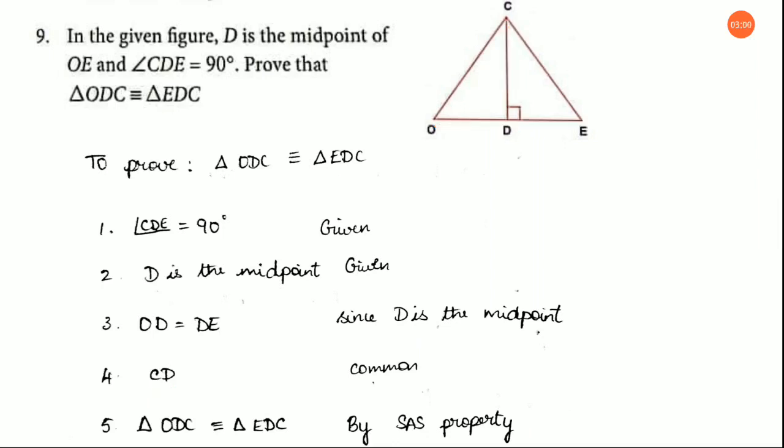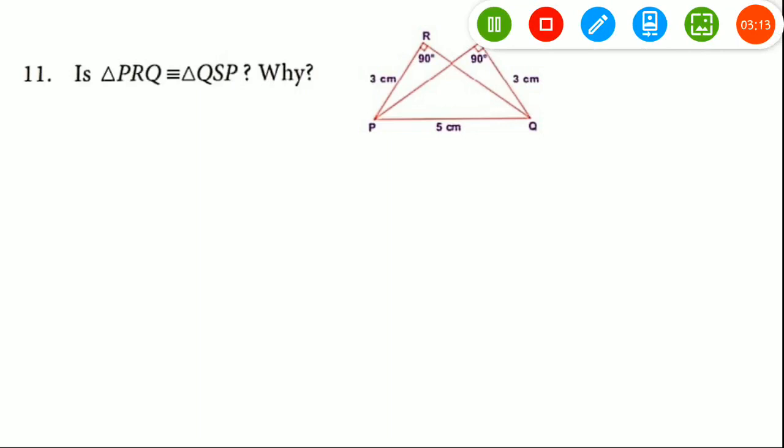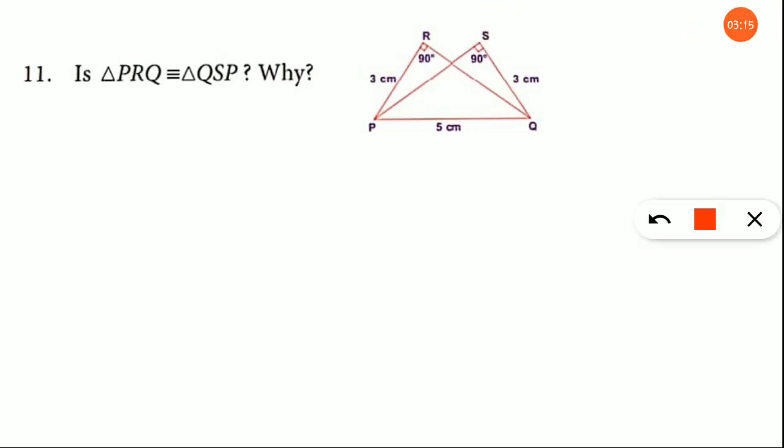Now, shall we move on to the next one? Look at the 11th question. Is triangle PRQ congruent to triangle QSP? Why? They are asking you whether this triangle, that is PRQ, is congruent to triangle QSP. These two triangles are congruent or not, they are asking you, and the values are also given. So it is easy to check, right?